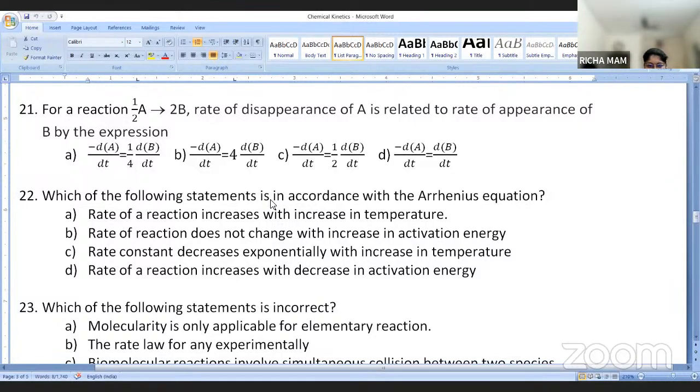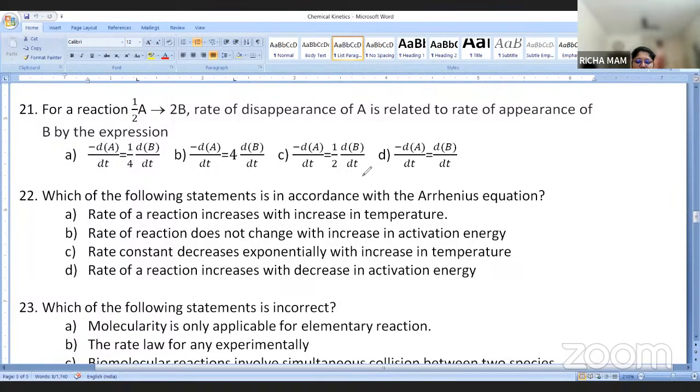A, rate of the reaction increases with increase in temperature. B, rate of the reaction does not increase with activation energy. C, rate constant decreases exponentially with increase in temperature. D, rate of the reaction increases with decrease in activation energy. How are you going to describe this?